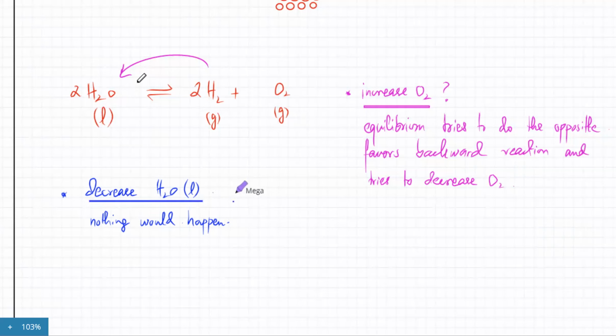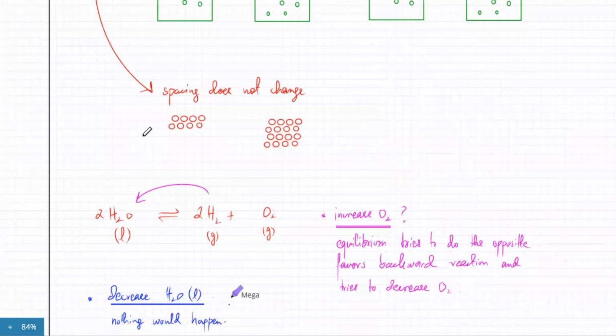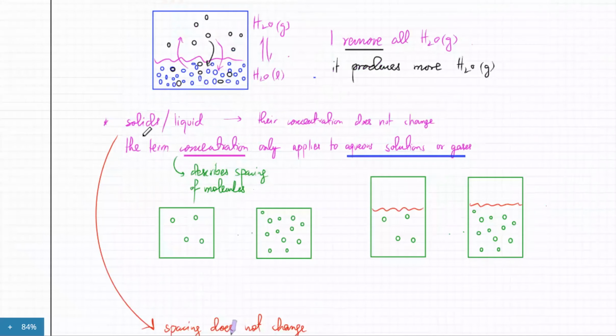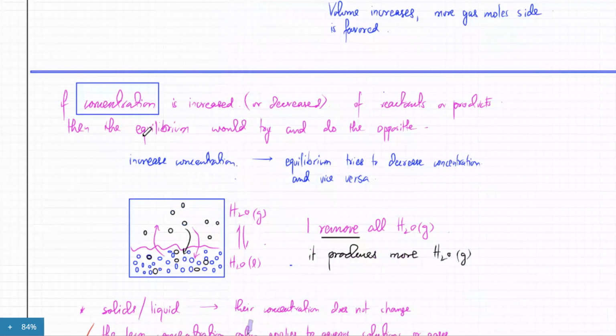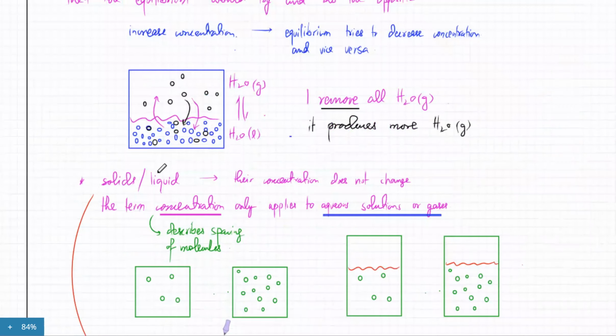So you have to be careful about that because this particular statement, you increase something or you decrease something, the equilibrium tries to do the opposite. It only applies to concentration, and concentration is a term that is constant for solids and liquids. For them, concentration is always taken as a constant because the spacing never changes. Spacing only changes for gases or for aqueous solutions.